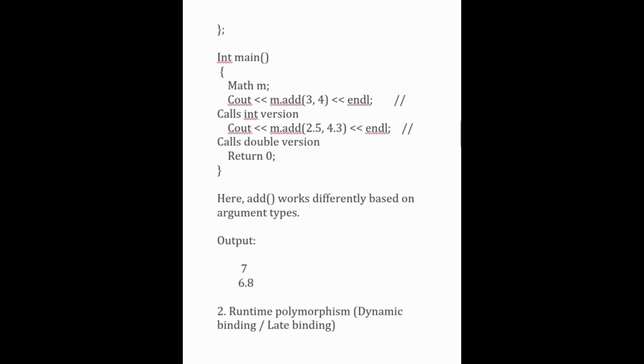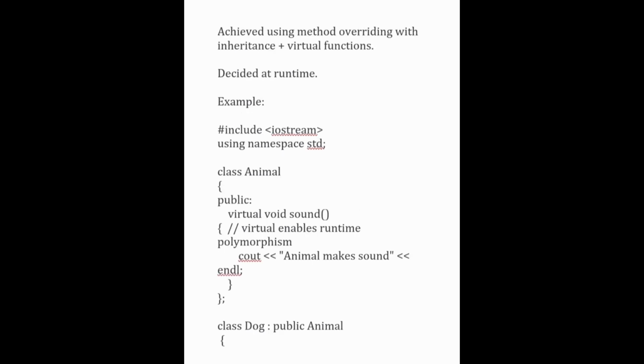Second, runtime polymorphism is achieved using method overriding with inheritance plus virtual functions, decided at runtime. Here is an example of runtime polymorphism.